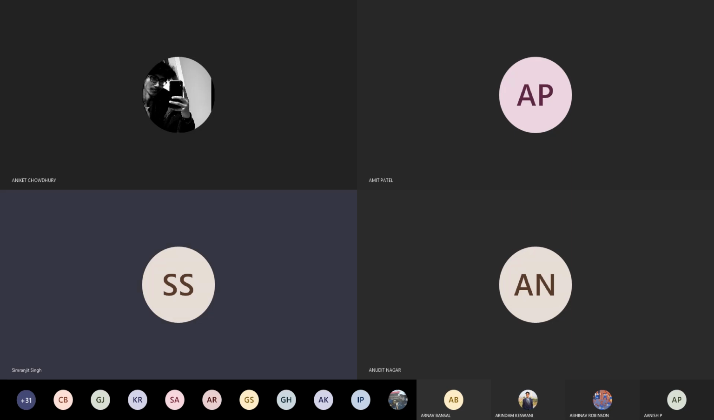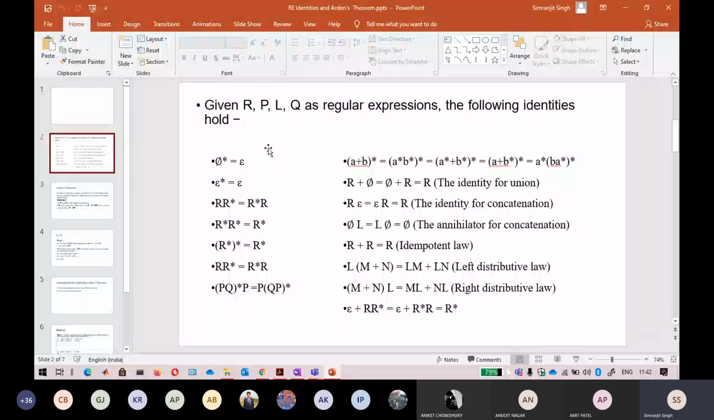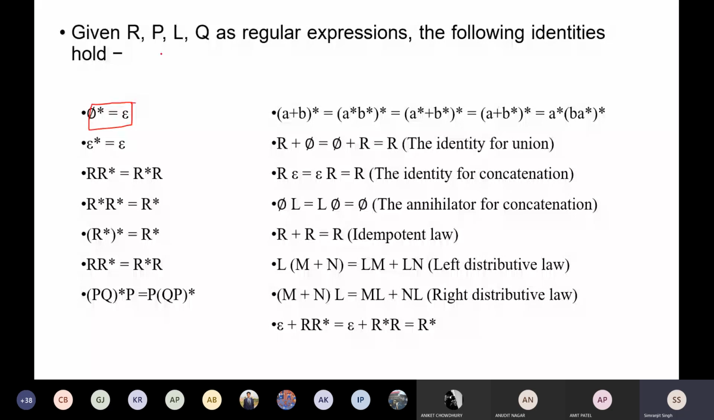Okay, so before continuing with Arden's theorem, I just want to introduce something called regular expression identities. There are certain regular expression identities that you have to take care of. The most important one is this one. I will tell you one by one what exactly it is.